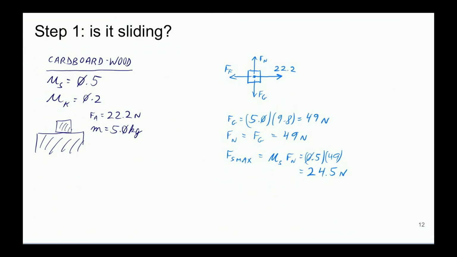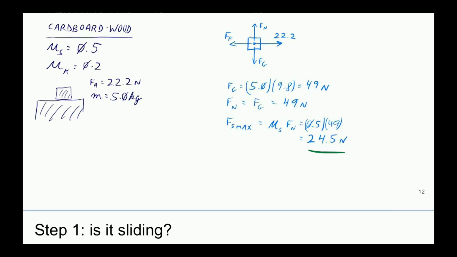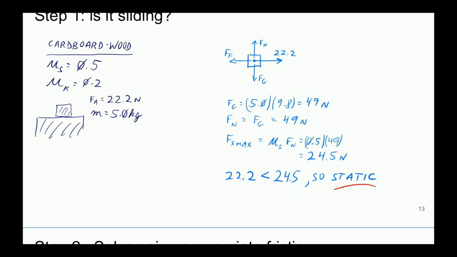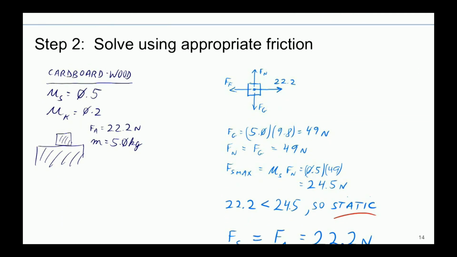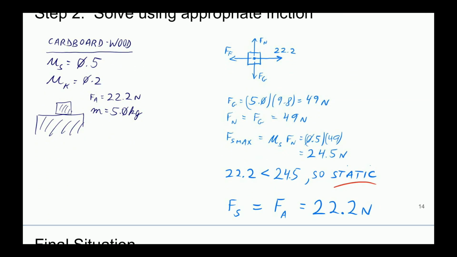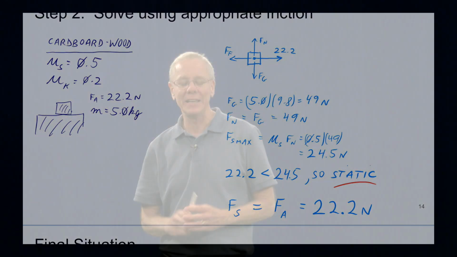The initial part of this analysis is very similar to what we did before. We're just figuring out what Fs max is, and we found it, and we compare that to my applied force of 22.2. In this case, friction wins, so it's static friction. And the force of static friction is not 24.5. It's so tempting to say it's 24.5, but remember, that is the maximum possible force of static friction. It's not what you're getting in this situation.